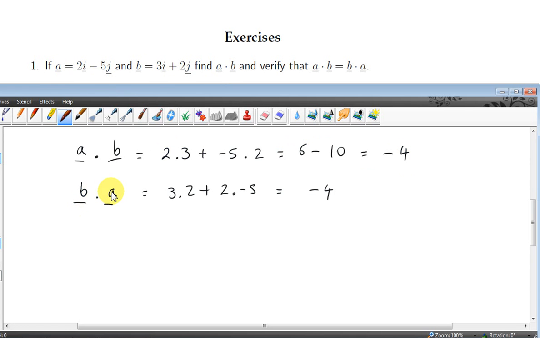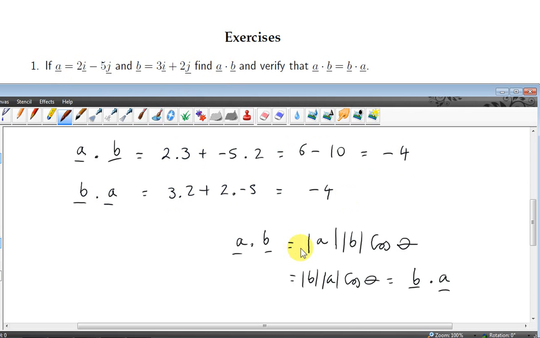Notice what we get if we calculate b dot a. So we take the i component of b and multiply it by the i component of a. Well, that's just 3 times 2, which is the same as 2 times 3. And of course the j components multiply to give minus 10. So we get the same answer. And we saw before that indeed the scalar product of two vectors is commutative, because the magnitude of a times the magnitude of b is the same as the magnitude of b times the magnitude of a.